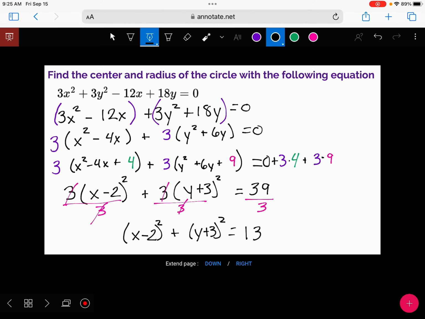And we have it in an equation that we can now use to answer the question, because we haven't answered the question yet. What's the center? 2, negative 3. What is the radius? Radical form's fine. Square root of 13.